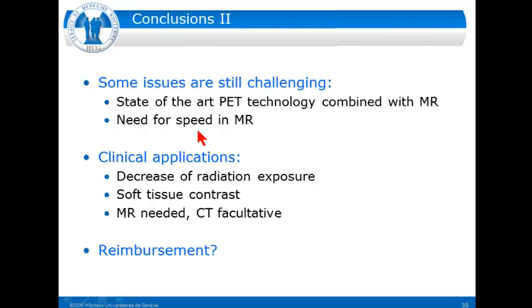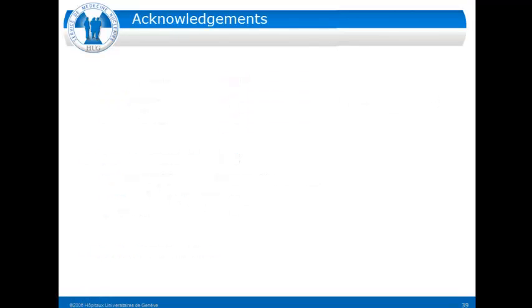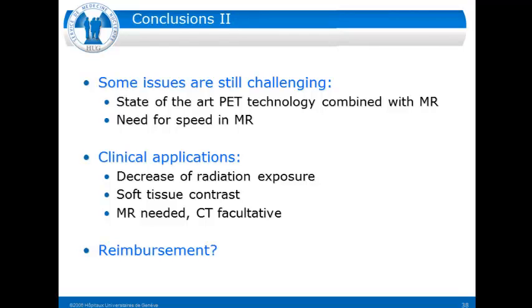There's clearly a need for speed in MR, because if PET-MR will survive, it's the MR part which is very important. In the PET we are in the right direction, but MR needs to get faster. Finally, the clinical applications. On one hand, we have a big profit from a decrease of the radiation exposure. Every indication where excellent soft tissue contrast is needed will be interesting for PET-MR imaging, and especially where MR is absolutely needed and CT is facultative, there PET-MR might replace PET-CT, but at this time, these are just a few indications.